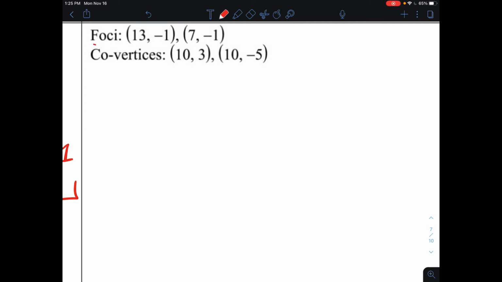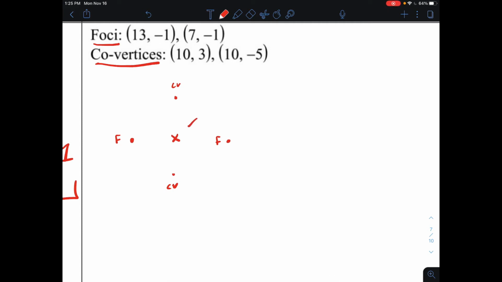All right, new problem. This time we're given the two foci and covertices, and we want to write the standard equation. Well, looking at this problem, I'll start by making some points. Our foci are located left and right of each other, and the covertices are located up and down from each other.